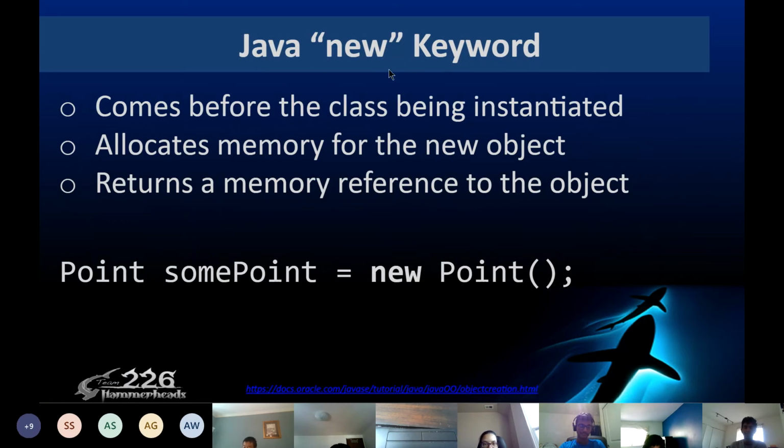So, the Java new keyword. As we saw before, in instantiating the class, we have this word called new. It comes before instantiating the class. Basically, it allocates memory for a new object, and then it returns a memory reference to the object. You don't really have to worry about memory and memory references, but just know that in order to instantiate an object, you have to use this new keyword. Basically this is creating a new instance of Point, and it's storing it in the variable somePoint.